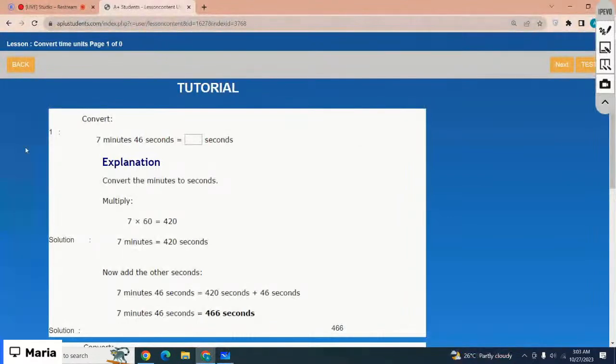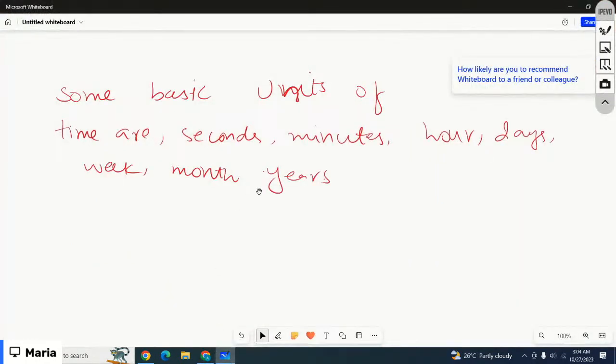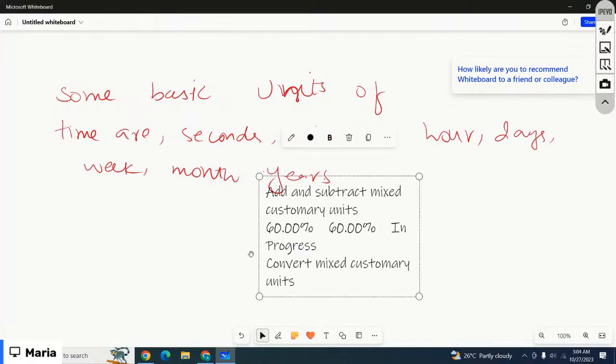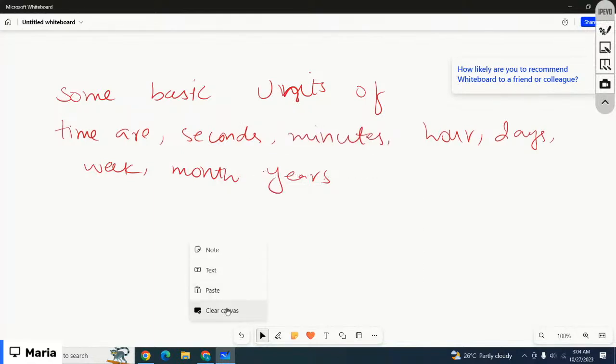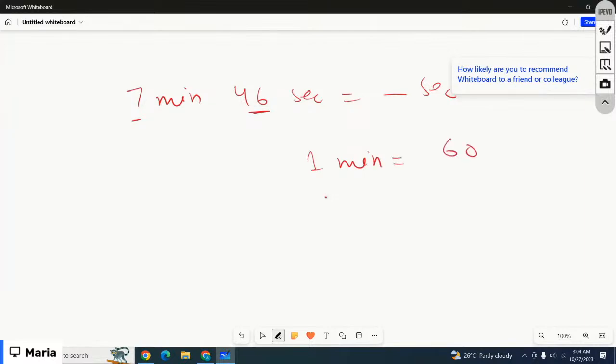The first one is convert 7 minutes 46 seconds. We have to convert 7 minutes and 46 seconds into seconds. How many seconds are in 1 minute? The 46 is already in seconds, so just convert the minutes. We know that in 1 minute we have 60 seconds.